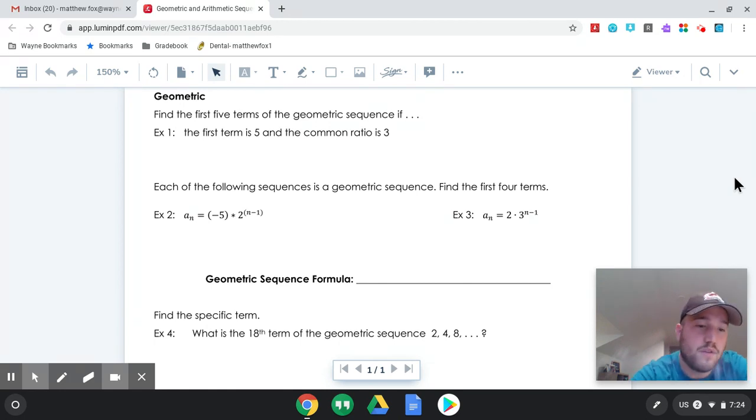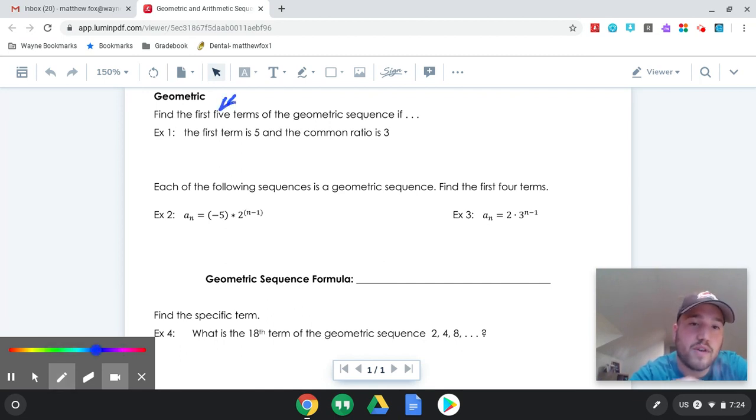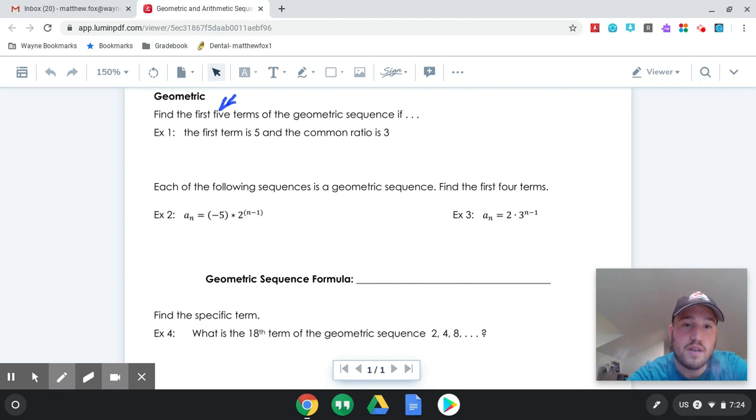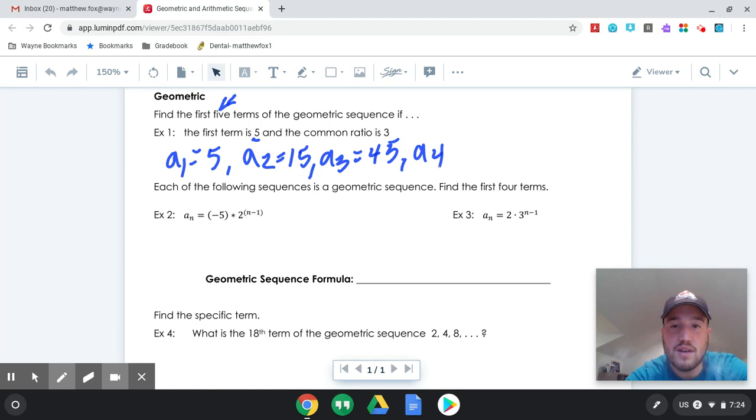So this first question tells us to write the first 5 terms here, okay? So remember, the first term we represent with A1, and it already tells us the first term is 5. So A1 is going to equal 5. A2, if the common ratio is 3, we do 5 times 3, we're going to get 15. A3 will be 45, as we multiply that 15 by 3.